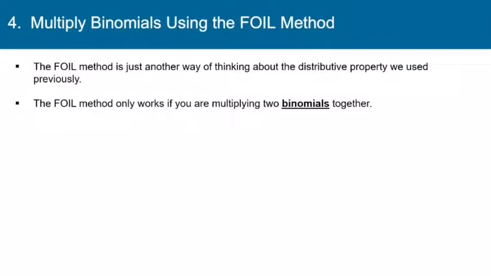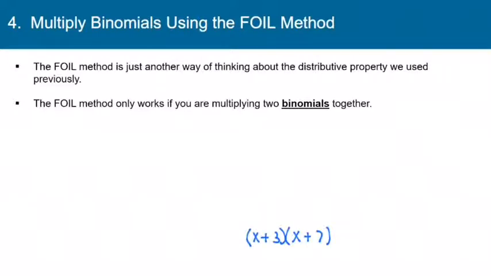Now we're ready to talk about the FOIL method. And FOIL is an acronym. The FOIL method is just another way of thinking about the distributive property that we already have looked at. So the problems we're about to look at, you already have the tools to work, but the FOIL method is just an easy way of naming the parts of the binomials. And this FOIL method is only useful if you are multiplying two binomials together. It won't work on any other kind of polynomials. Your problem has to be two binomials for this to work.